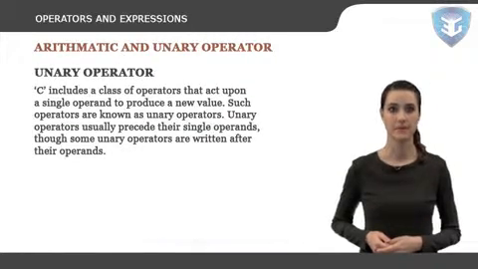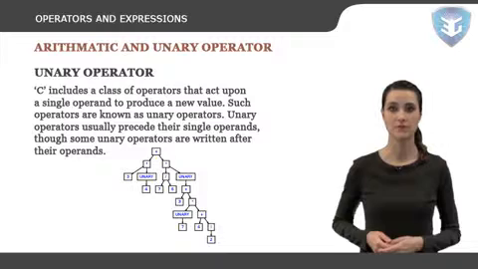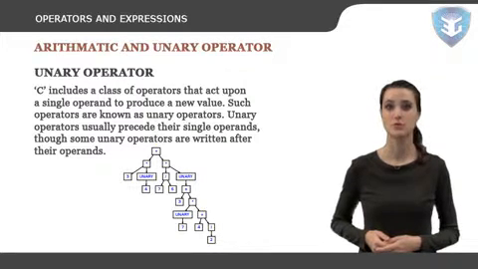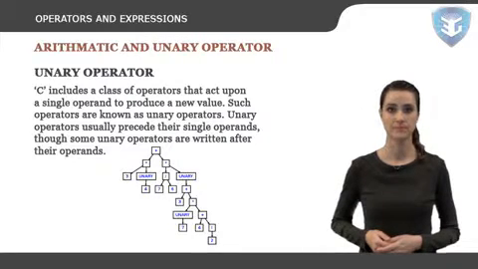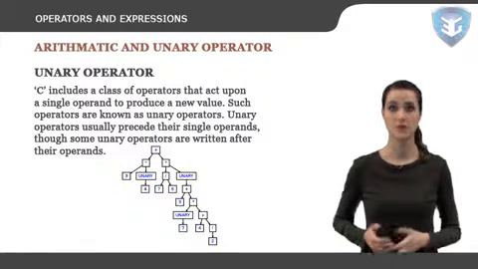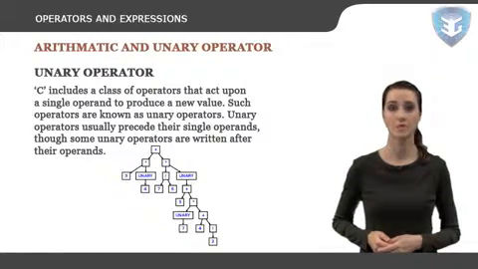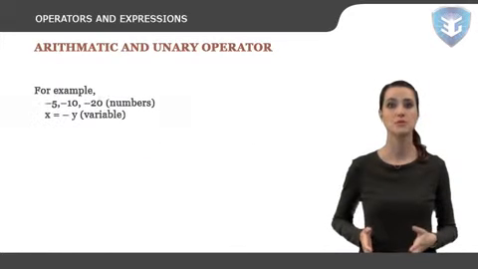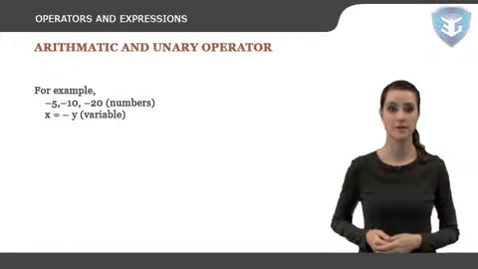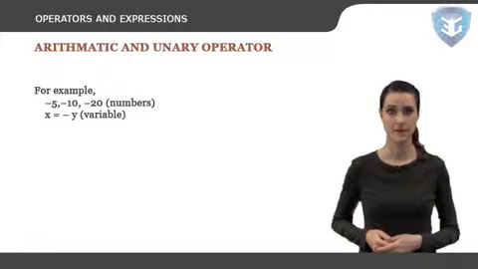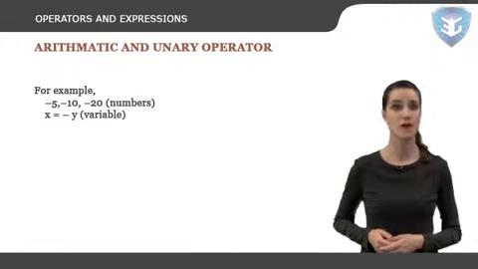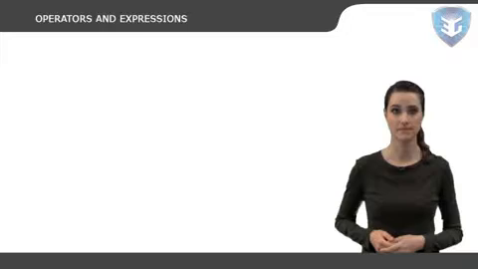Unary operator. C includes a class of operators that act upon a single operand to produce a new value. Such operators are known as unary operators. Unary operators usually precede their single operands, though some unary operators are written after their operands. The most common unary operator is unary minus, where a minus sign precedes a numerical constant, a variable or an expression. An example is shown here. Of all the arithmetic operators, the unary minus has the highest precedence level.